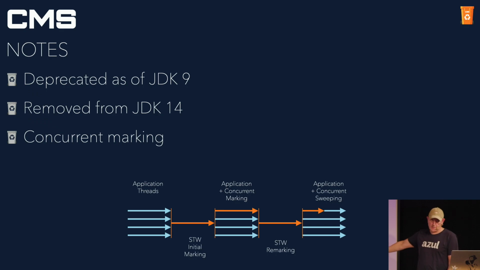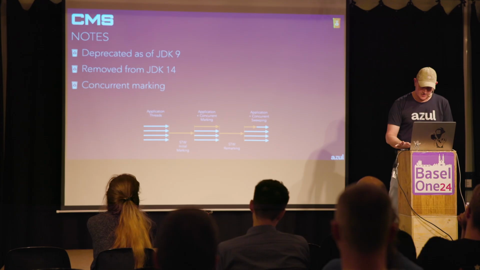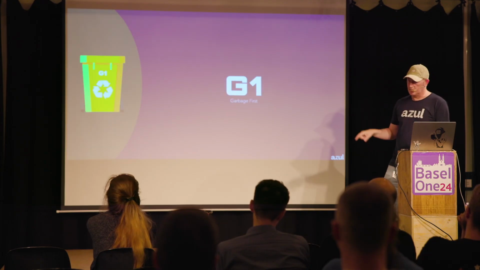I don't go to the diagram, but you see it's already more complex. It can do partially concurrent marking and concurrent sweeping. That makes the whole thing quite complicated. But it's deprecated, not available anymore. So that leads me to G1.